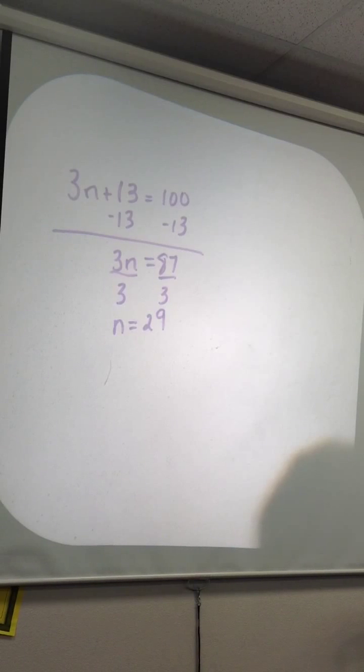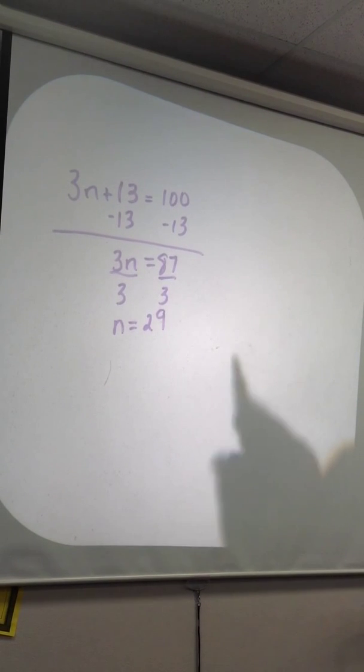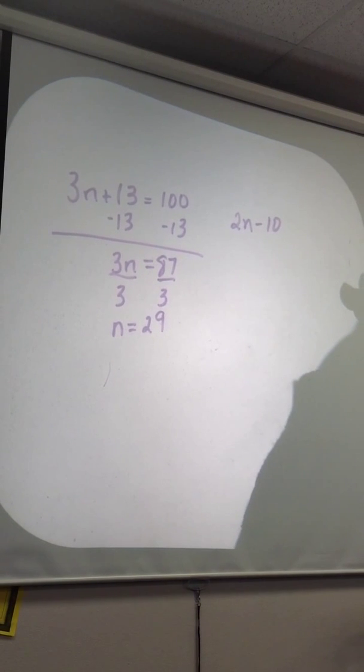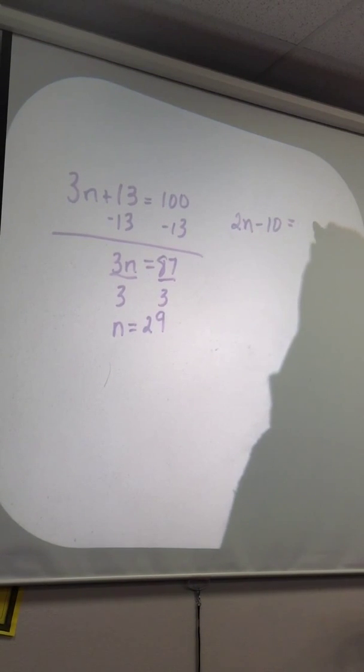Okay, so 10 less than the product of 2 and a number. What does that look like? 2n minus 10. Very good. So you would have 2n minus 10. Is means equals negative 60.